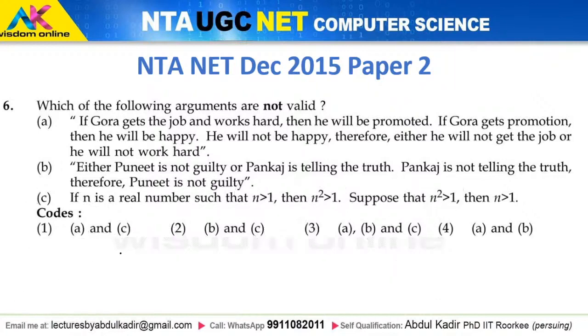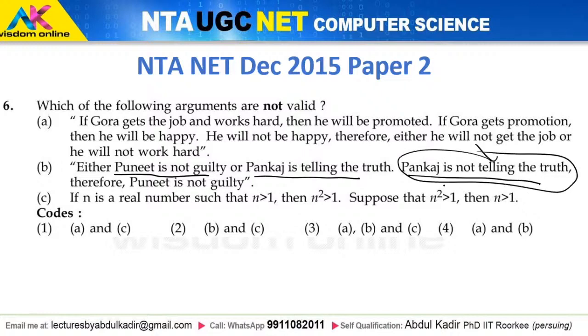Okay, so some students are saying option B. Should I check option B again? In this option B, he is saying that either Puneet is not guilty or Pankaj is telling the truth. In this hypothesis, he is saying that Pankaj is not telling the truth, which means this has become false. Because this has become false, this should be true.